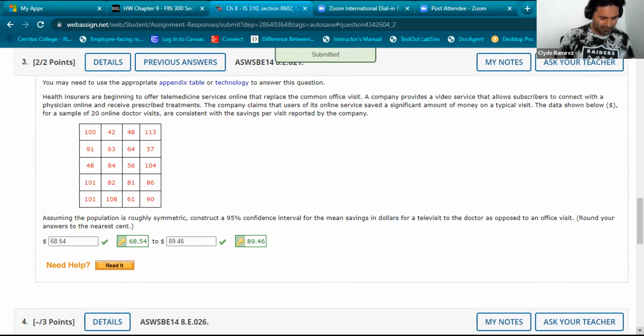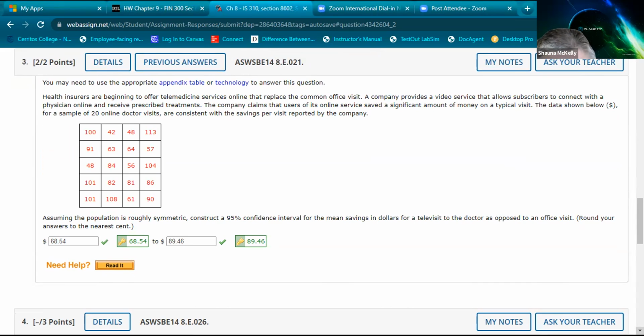So that's a T by the Blumen rules, because again, we don't have sigma. We have S. We don't know what the population standard deviation is, and our sample size is 20. So this would be a T all the way, non-ambiguous. Can you repeat that again, Shauna? Sure. Remember, we have two standard deviations, and you have to distinguish them.